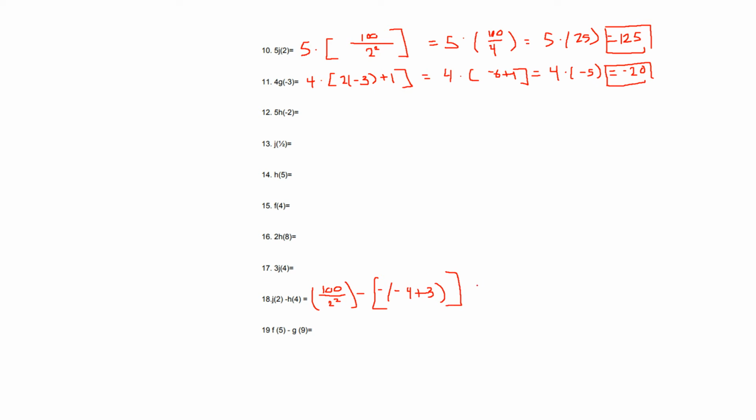And simplify this, it's 100 over 4. And the two negatives here make a positive. So it's plus negative 4 plus 3, which is negative 1. So it's negative 1. And 100 over 4 is 25. So 25 minus 1, which is just 24.